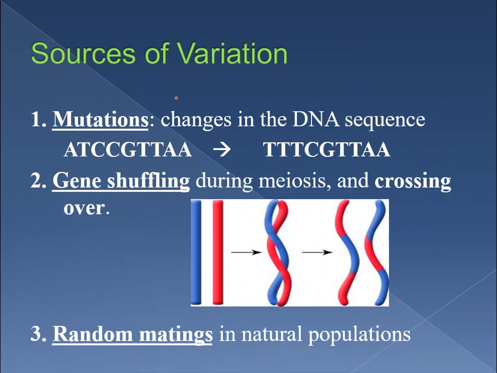So again, here are the sources of variation. Mutations are the biggest one by far and away. You also have gene shuffling, crossing over. These happen during meiosis. Here's a diagram of crossing over right here. And random mating, which we'll encounter in this unit too, also increases genetic variation.